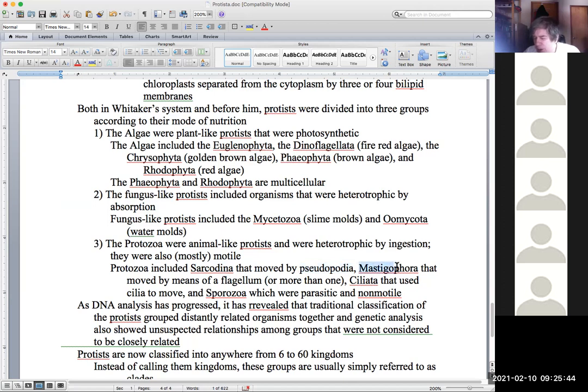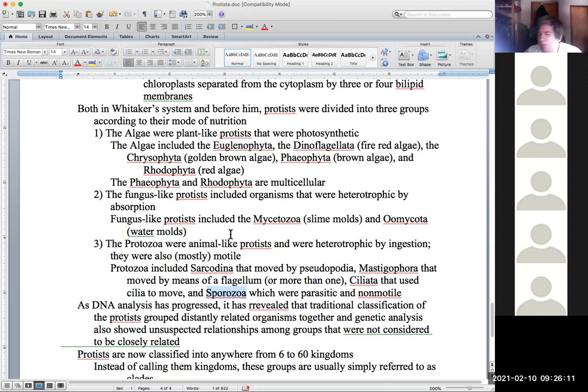There was another group called Mastigophora, and Mastigophora moved by a flagellum, or some of them moved by more than one flagellum. There was a group called Ciliata, and they used cilia to move. And even though we just said that these guys can move, there was a whole group called the Sporozoa that were parasitic and didn't move.